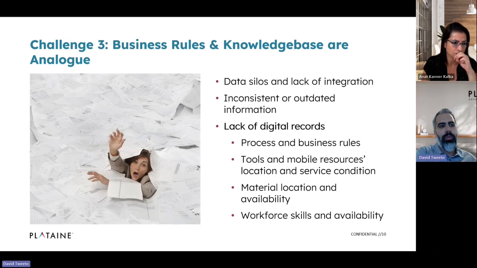Some information is unique to that department and some is unique to the other department. They don't share the data between them and there's no integration between them. Inconsistent or outdated information. If you base your scheduling on papers or on Excel, it's very difficult to update those knowledge bases. And again, lack of digital records, whether it is your process, business rules, tools or any asset or any resource location and service condition, material availability and the workforce skills and availability as well.